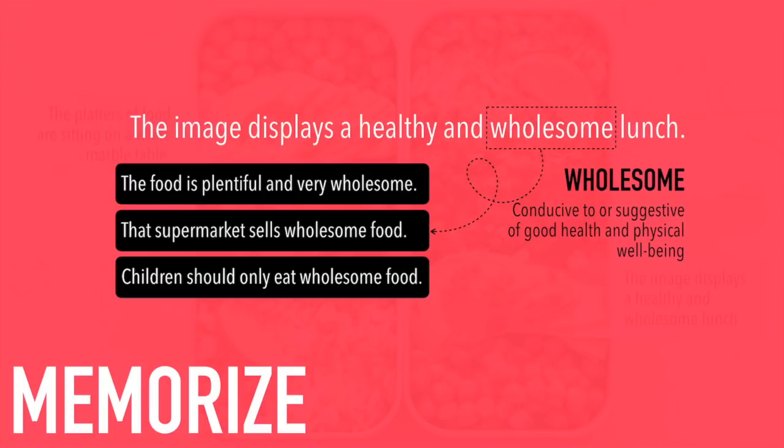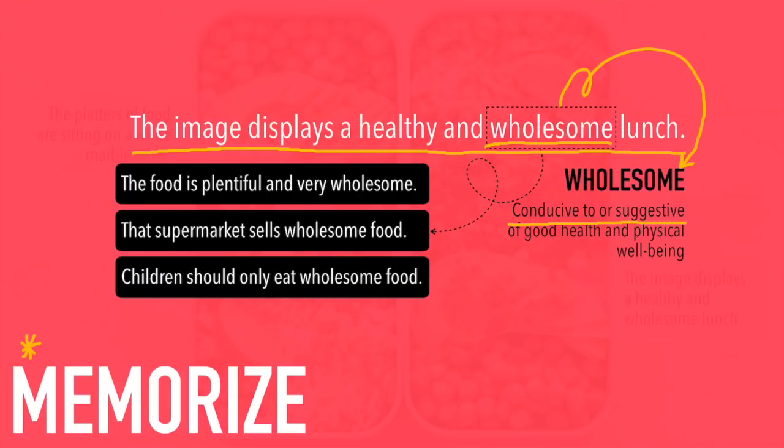The second word was wholesome. Now, the sentence was, the image displays a healthy and wholesome lunch. Now, remember, we are trying to memorize the definition. So, the definition of wholesome is conducive to or suggestive of good health and physical well-being. So something that is good for your body. That's what the word wholesome means. And again, you have to memorize the definitions for part 2, okay? Now, let's see some example sentences.